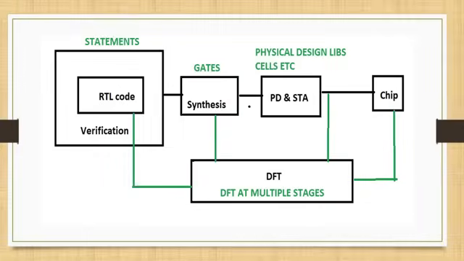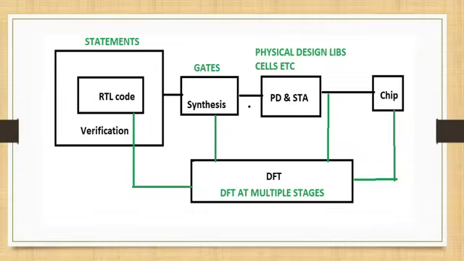Let's start with the VLSI flow. First, we always do RTL coding, followed by synthesis, and then followed by PD and STA. Now, since any manufacturing unit understands in terms of binary coding, we always start with statements that are written using Verilog or VHDL, which is RTL coding. Then we convert it into a gate level representation using synthesis.